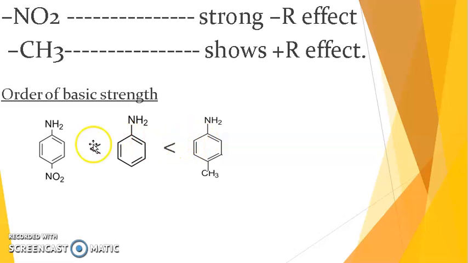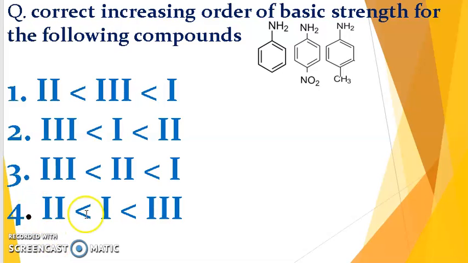So the order of basic strength will be the second compound, then the first compound, and then the third compound. So para-nitroaniline is less basic than aniline, and aniline is less basic than para-methylaniline. So this is the correct increasing order of basic strength for the particular compounds. What is the correct answer here? The fourth one, no? Second is less than first and first is less than third. So the third is the most basic compound among the given compounds. So this is the correct answer for this question.